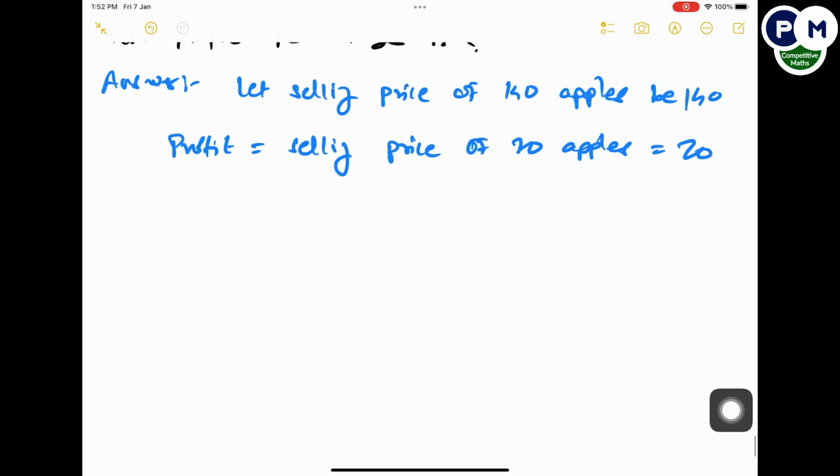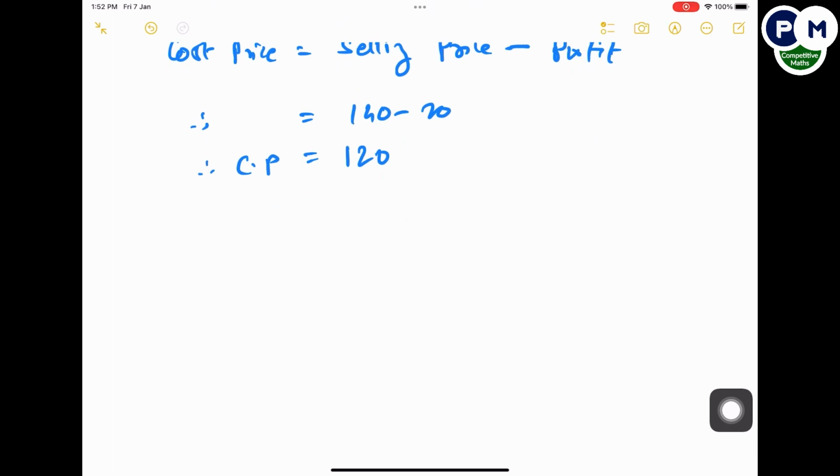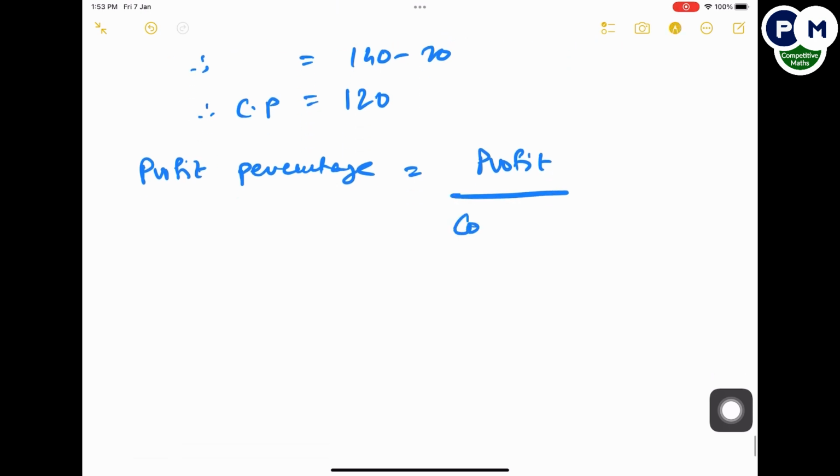Let selling price of 140 apples be $140. Profit equals selling price of 20 apples equals $20. Cost price equals selling price minus profit, which is 140 minus 20 is equal to 120. Profit percent equals profit divided by cost price multiplied by 100. Profit percent equals 20 divided by 120 multiplied by 100 is equal to 16.7%.